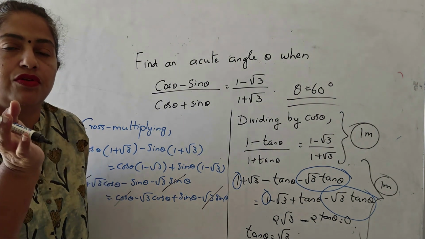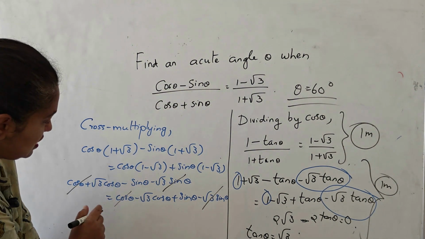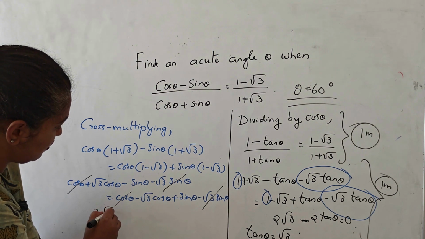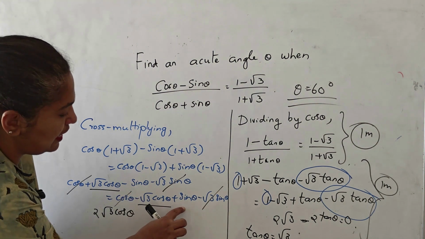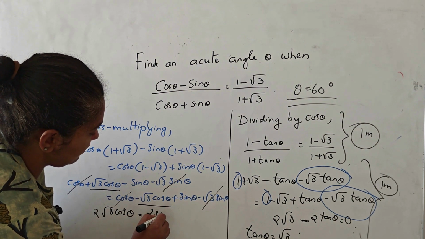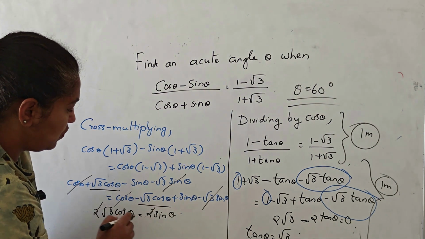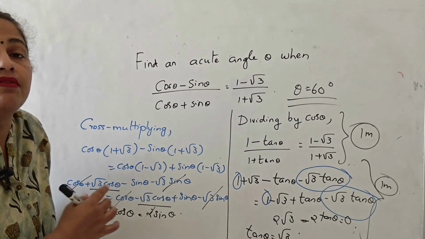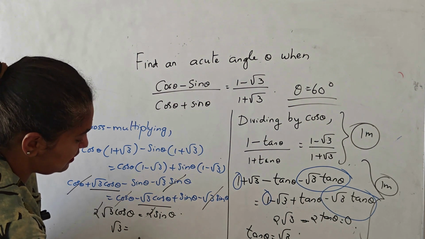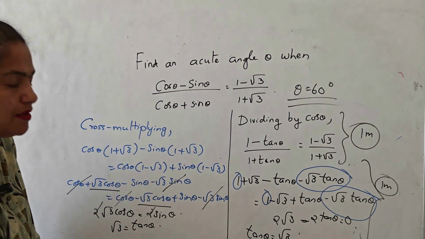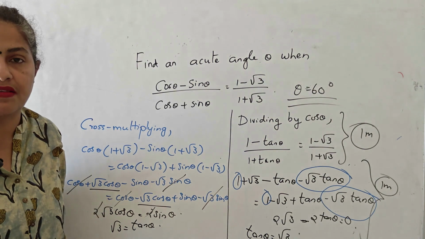Now let us compile all the remaining terms. Root 3 cos theta and minus root 3 cos theta. So I will get 2 root 3 cos theta. This is gone. I have a minus sine theta and a plus sine theta will give me 2 sine theta. Okay, 2 and 2 I can cancel. So I will get root 3 cos theta is equal to sine theta, or I can say that root 3 is equal to sine theta by cos theta, which is tan theta. So which angle will give me a root 3 here? It is 60 degree.